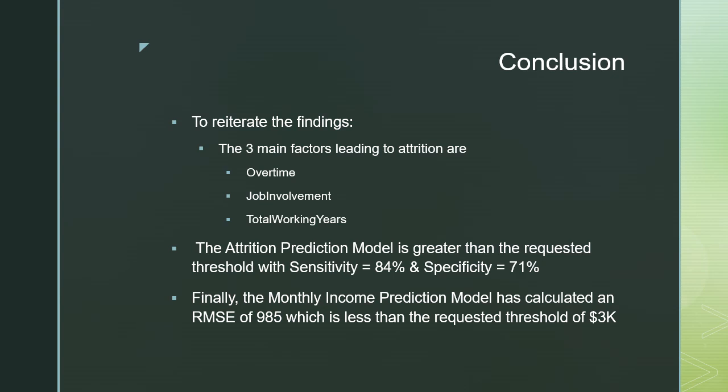So in conclusion, there are 3 main factors leading to attrition, and that is overtime, job involvement, and total working years. Our prediction model is greater than the requested threshold, as well as our monthly income prediction model is calculating less than the requested threshold of 3K.